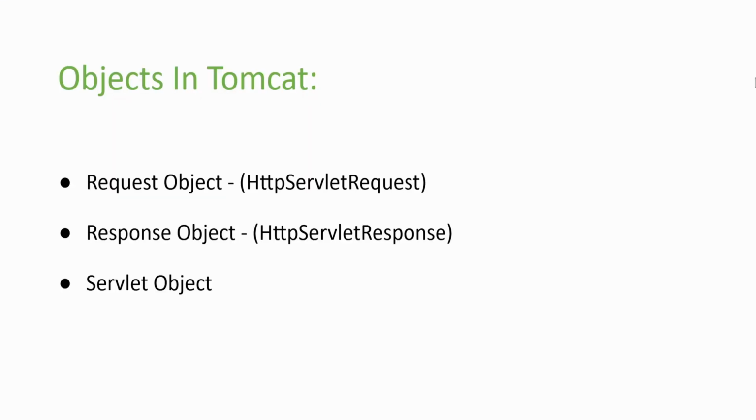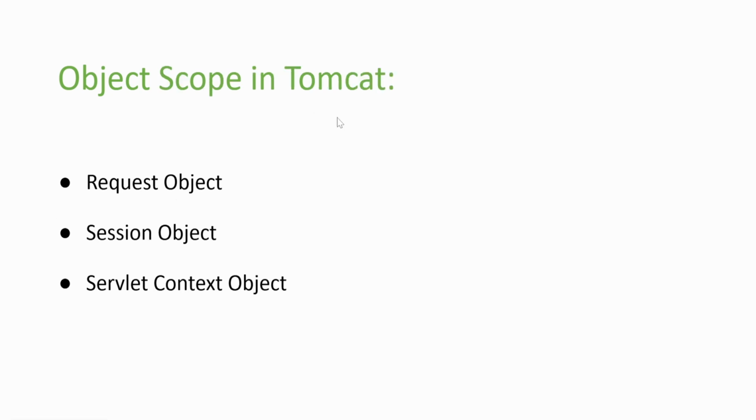So let's see what we have learned today. We learned about objects that are created inside the Tomcat container in a servlet application, which are the request object, which is HTTP servlet request, the response object provided by HTTP servlet response, and the servlet object itself. These objects are all created by the Tomcat container at runtime. Also, we looked into the scope of the objects that are provided by Tomcat. The request object's scope is for one single request. The session object's scope is for a particular user. And the servlet context object's scope is across the application. No matter how many users there are, the value is applicable for all of the users.